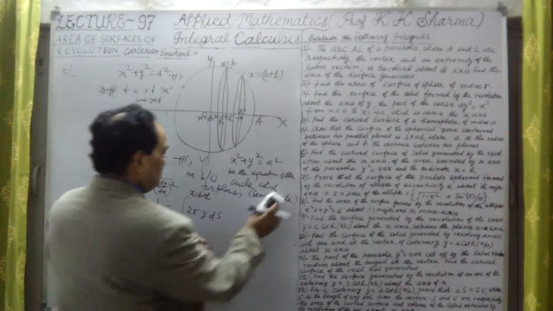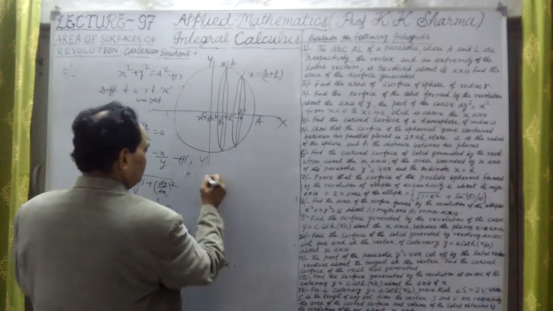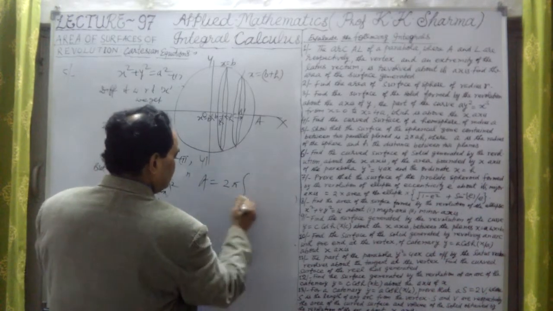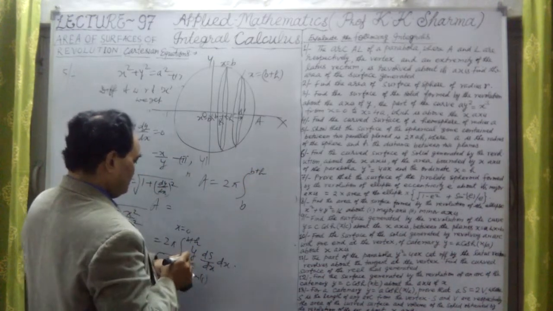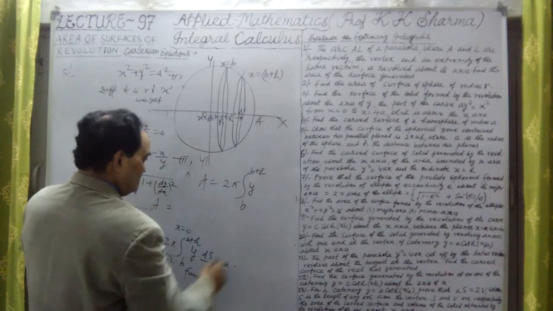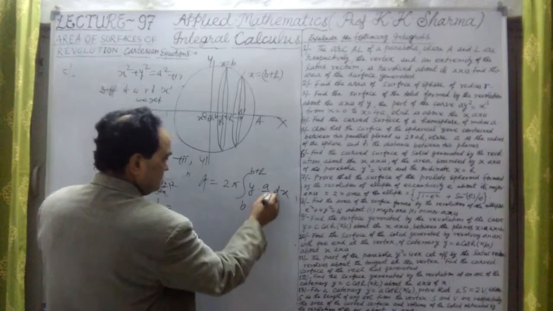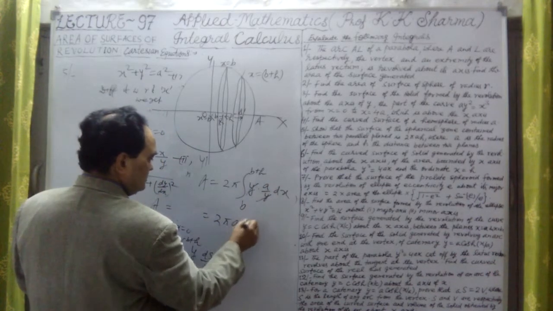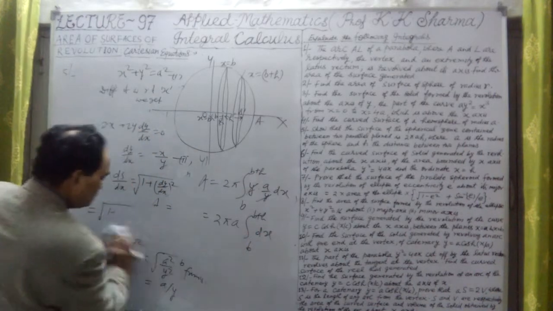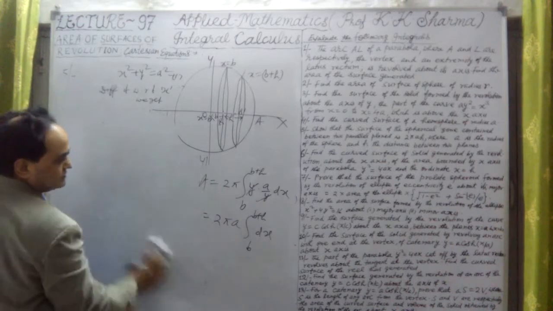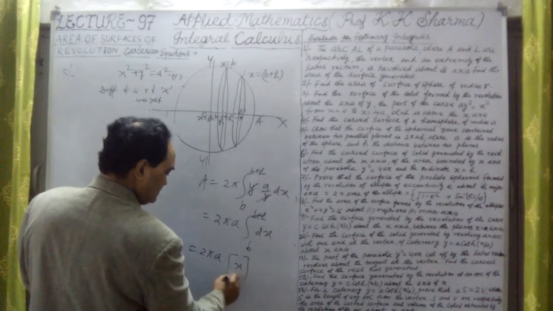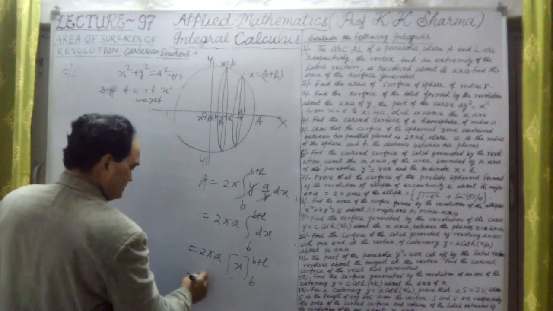Therefore, let me calculate the area now. A equals twice pi, integral from b to b plus h, y into ds upon dx, which is y into a upon y into dx. The y cancels out. This is nothing but twice pi into a, taken out, integral from b to b plus h of dx. The integration of 1 is x.